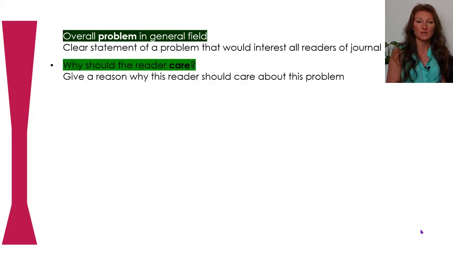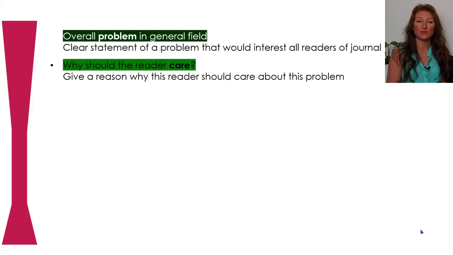The next part of an abstract is still going to be colored green because it's still going to be considered introductory material. It's going to be slightly lighter green because it's narrower in scope, and this is giving the readers a reason why they should care. A lot of people go into abstracts thinking that if they just give the reader enough information, the importance will be obvious, but that is never true. Your abstract should always give the readers an explicit statement of why they should care.